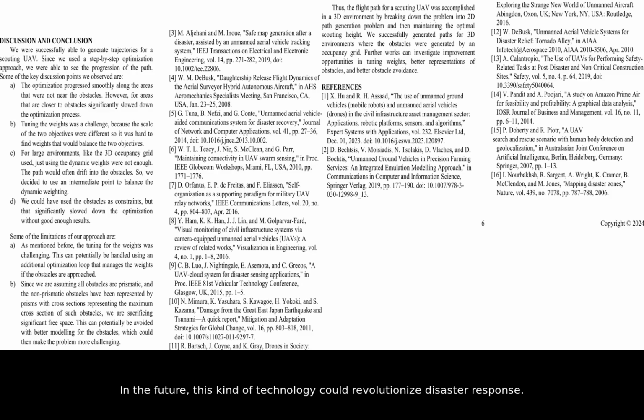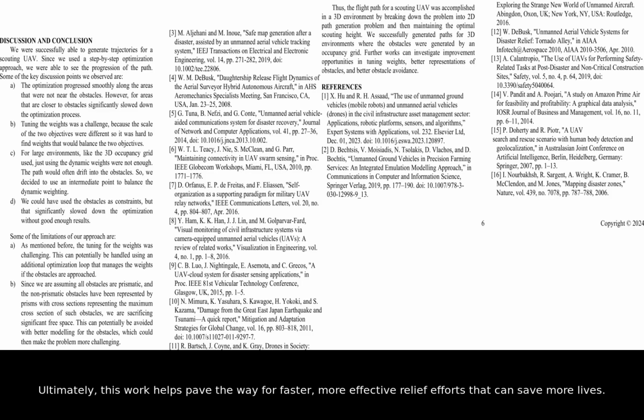By splitting a very difficult 3D navigation problem into two simpler parts, the researchers created a system that can automatically and reliably generate a safe and effective flight path for a scouting drone. In the future, this kind of technology could revolutionize disaster response. It could allow us to deploy fleets of autonomous drones almost immediately after an event to map damage, find survivors, and identify safe routes for rescue teams. Ultimately, this work helps pave the way for faster, more effective relief efforts that can save more lives.